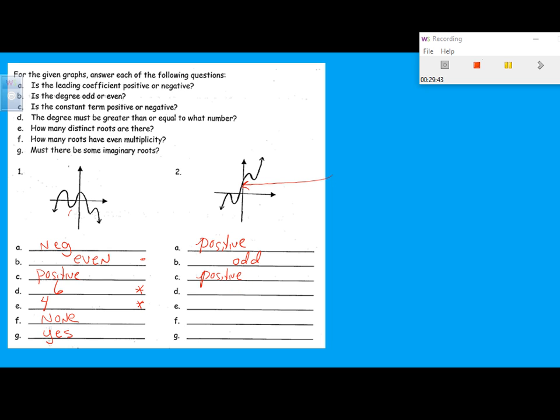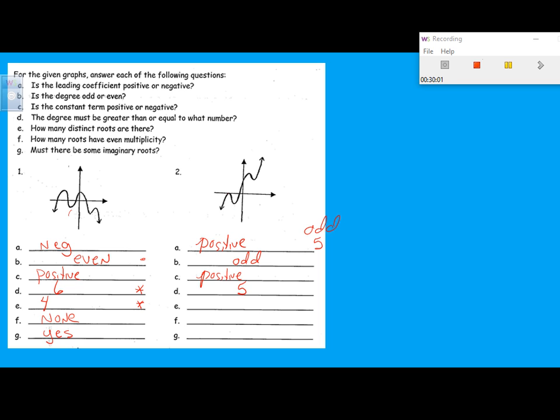The degree must be greater than or equal to what number? So put things together. I know it's got to be odd. Now go count your turning points. 1, 2, 3, 4, and add 1 to that. So 5. 5's odd. So this must be at least a fifth degree polynomial.